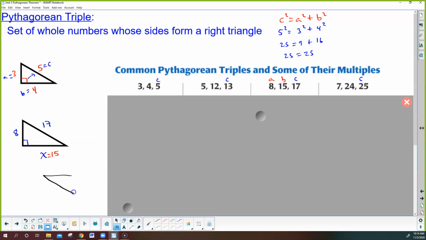Okay. Here's one I want you to think about really quick. What if I give you this side length is 10, this side length is 24, and I want you to find x. Without doing any work, could you figure out what x is?